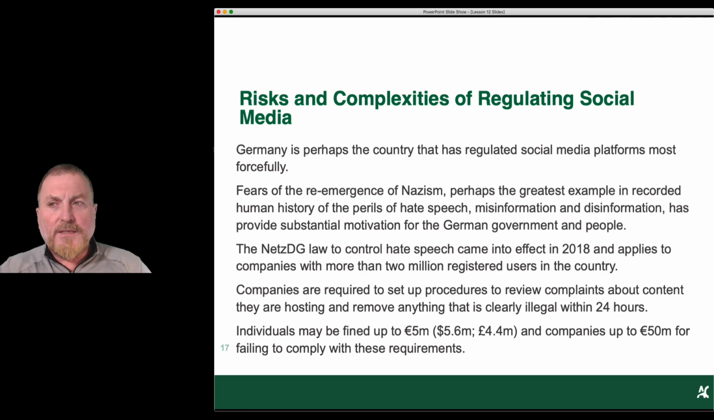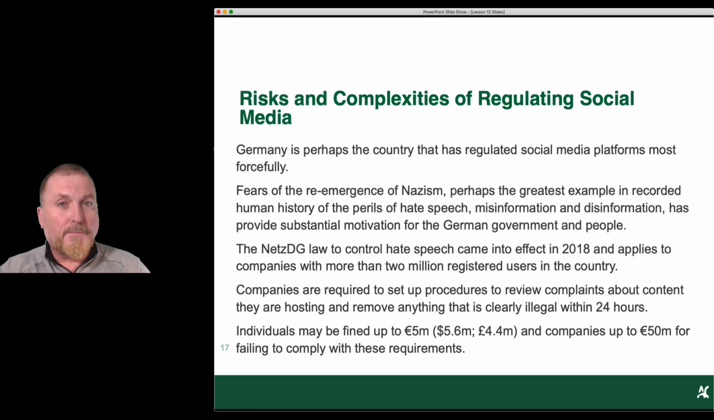So the NetzDG law in Germany to control hate speech came into effect in 2018. It applies to companies with more than 2 million registered users in the country. In other words, if you had a social media platform with more than 2 million people using it, you're subject to the law and to the associated regulations. Companies are required to set up procedures to review complaints about content they are hosting and remove anything that is clearly illegal within 24 hours.